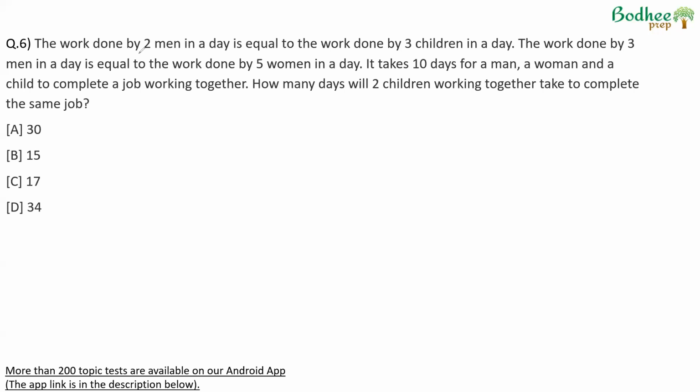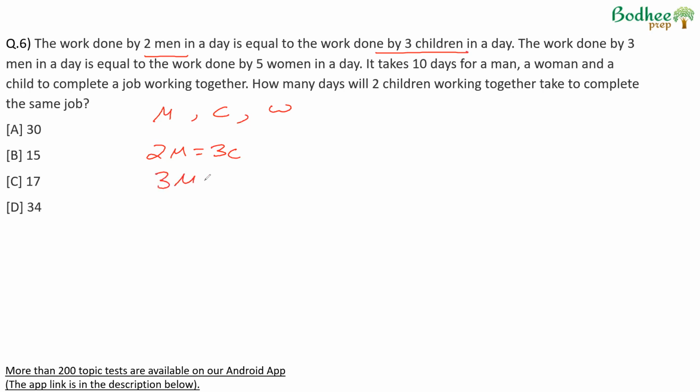The work done by 2 men in a day is equal to the work done by 3 children in a day. The work done by 3 men in a day is equal to the work done by 5 women in a day. Let the amount of work done by a man in a day be M, that by a child be C, and that by a woman be W in this question. Therefore, 2M is equal to 3C. 2 men, 3 children, work done is same.